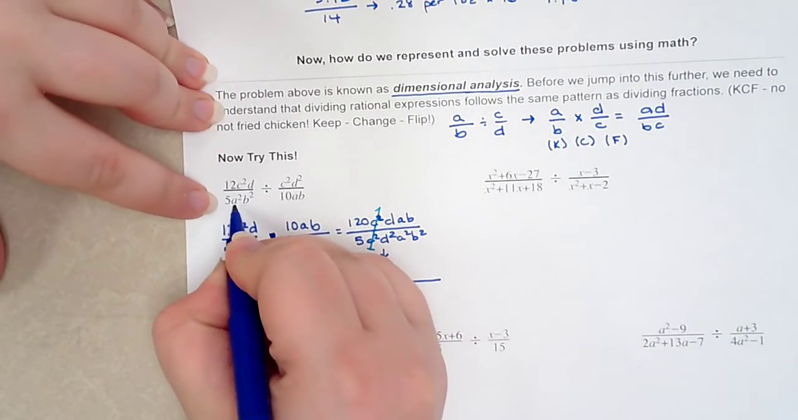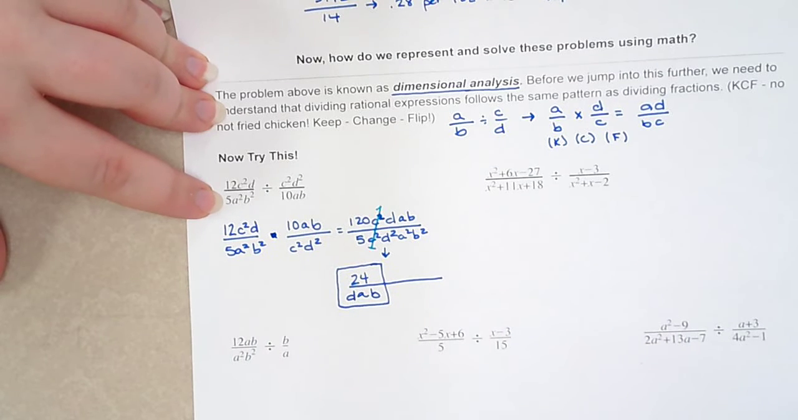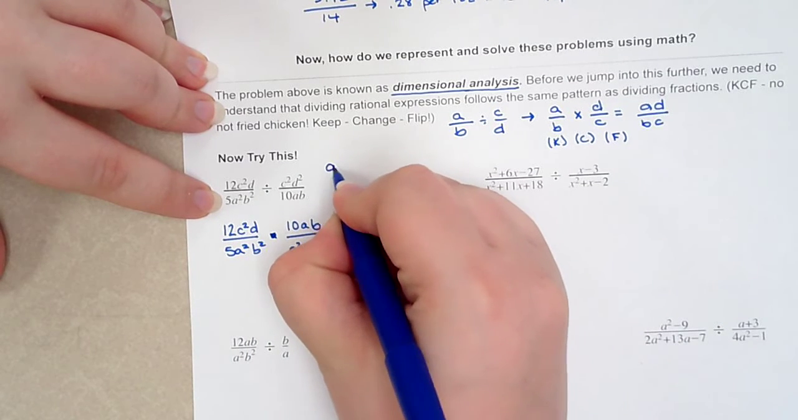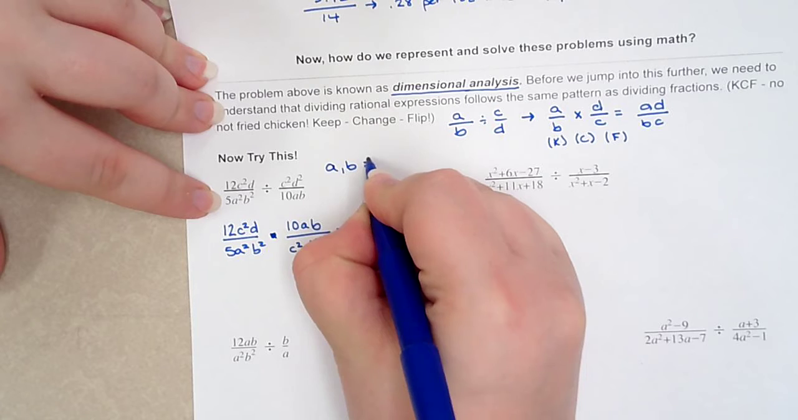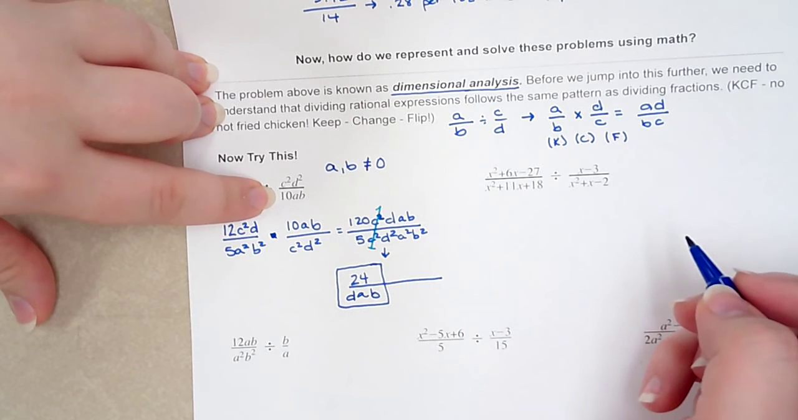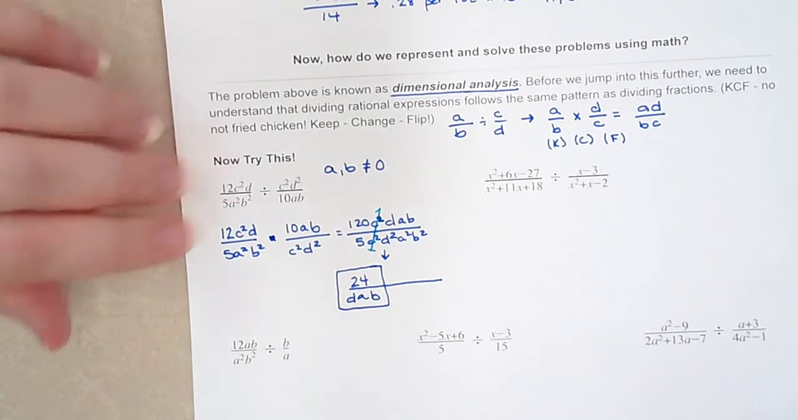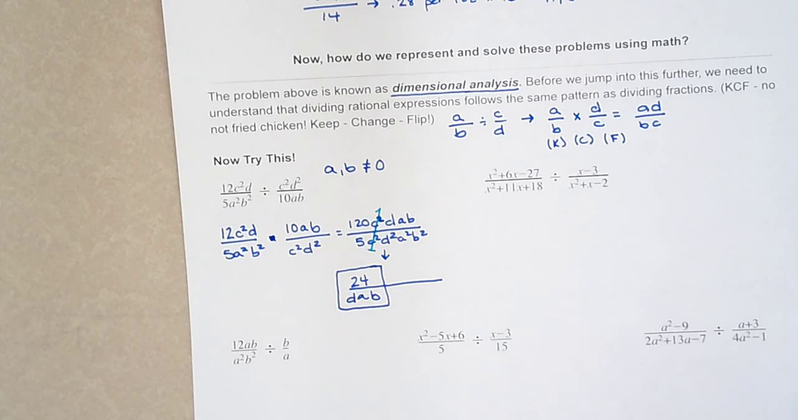So let's go ahead and check. The only problem I would see in this fraction in the denominator would be if a or b was 0. So a or b cannot equal 0. In the second fraction, yes, I do have to check both. A and b can also not be 0. So there's no real concerns I have for that one.